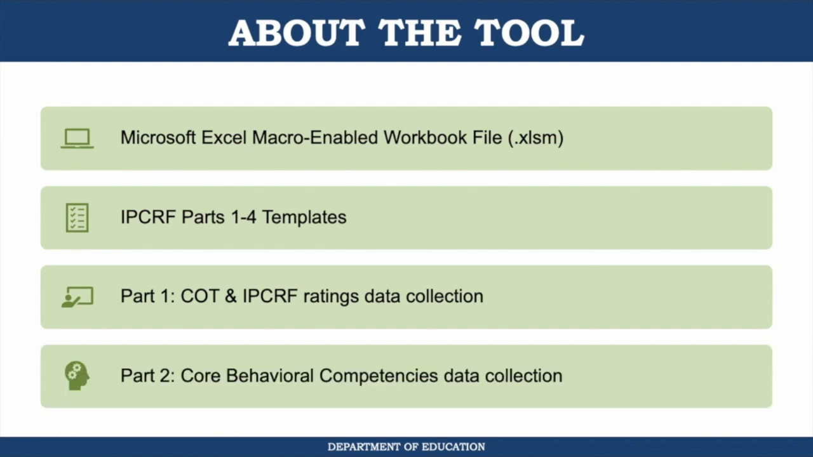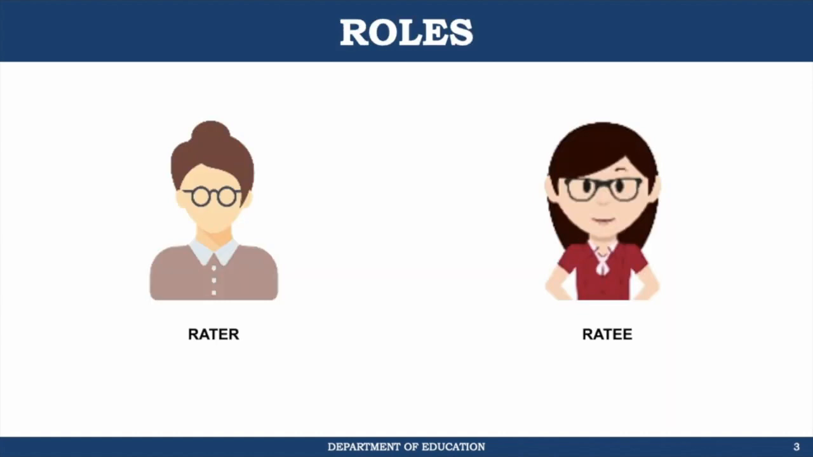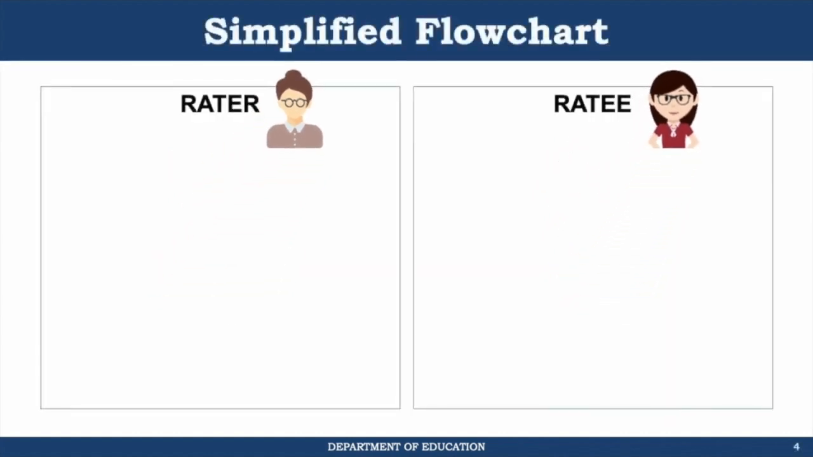So who will be using this tool? There are two types of users, the rater and the ratee. For the purposes of this presentation, I've simplified the flowchart, taking out all the steps that don't necessarily involve the electronic tool while still following the procedures we previously set.